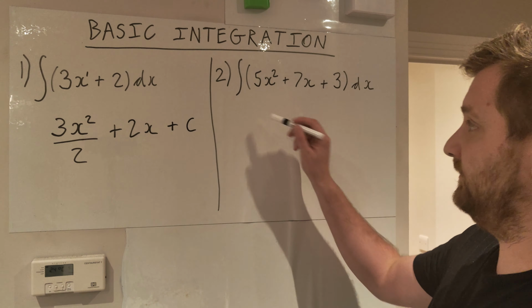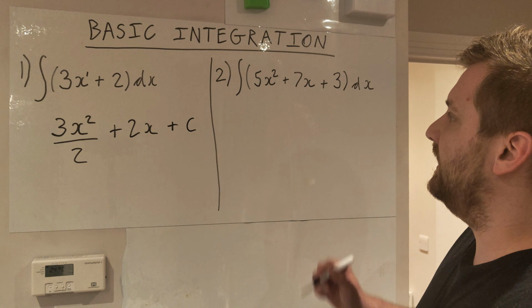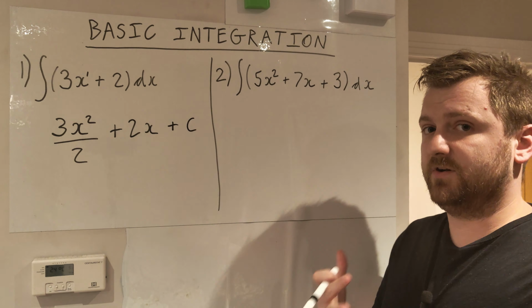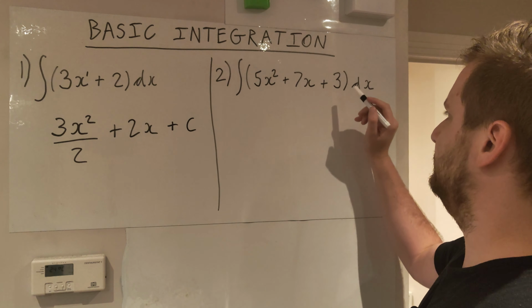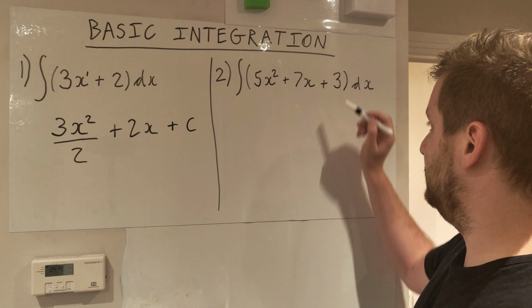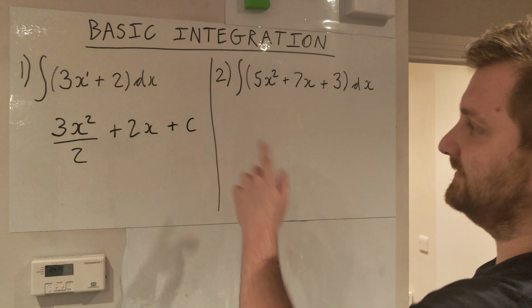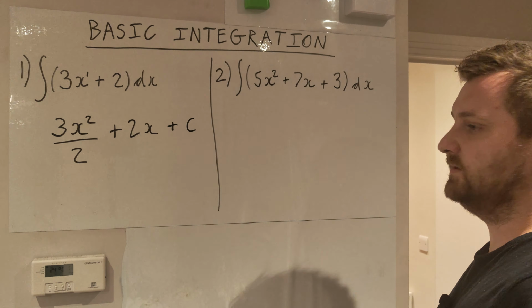So I don't know if you want to give question number 2 a go. All you have to do is make sure that you add 1 to the power and then divide by the new power. And hopefully you remember what I said with the constants. Well, 3 is the constant here, and then you add c as an unknown constant.